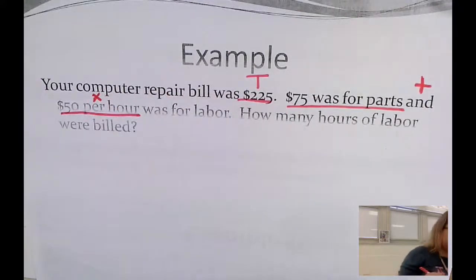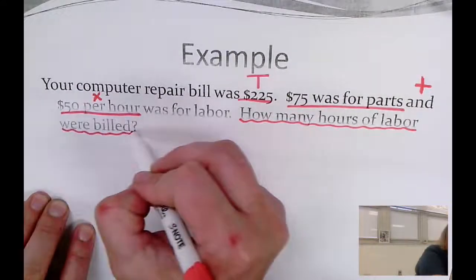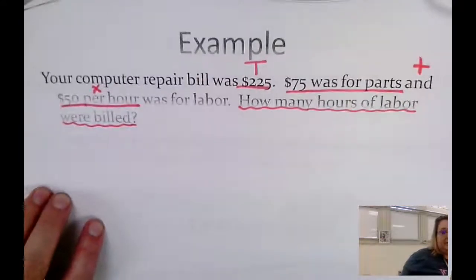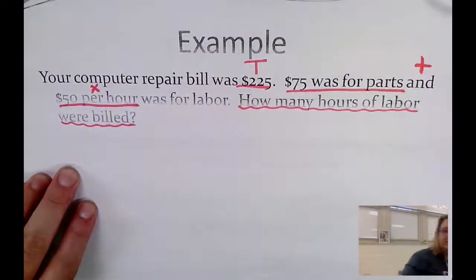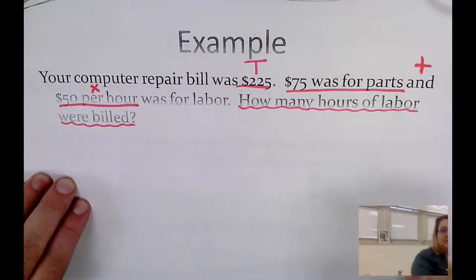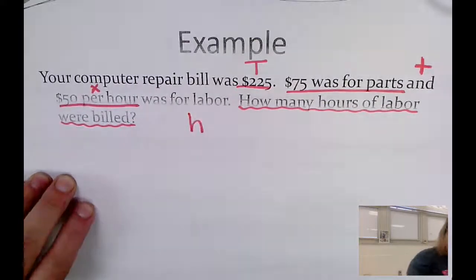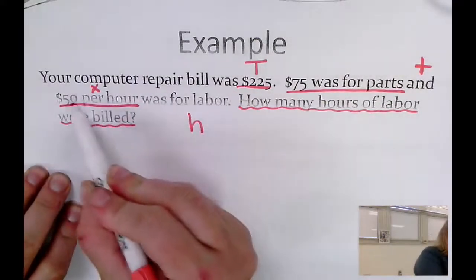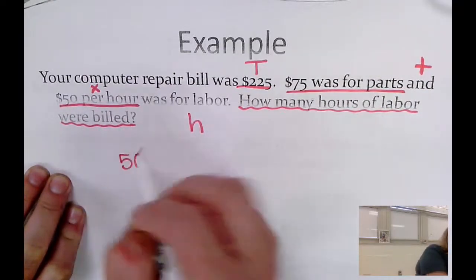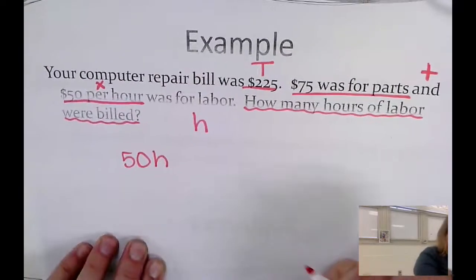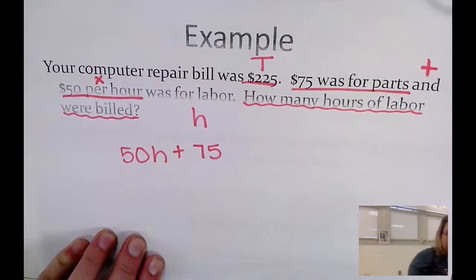All right, so I'm going to define our variable. So what are we looking for? So we have to figure out what we are looking for. I'm looking for how many hours, so I'm looking for hours. So H is going to be our variable. Well, we know that it costs $50 per hour, so I'm going to have 50H, or 50 times H, plus our $75 for parts is going to equal our total. So we have our hours plus our parts equals our total.